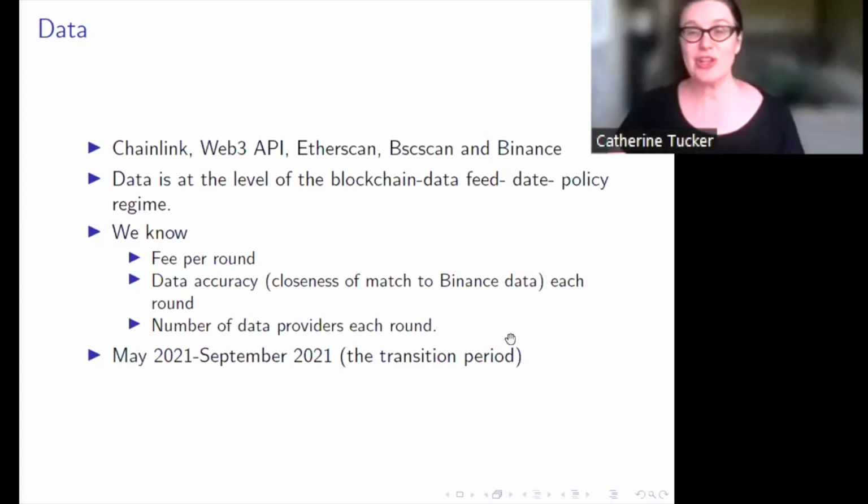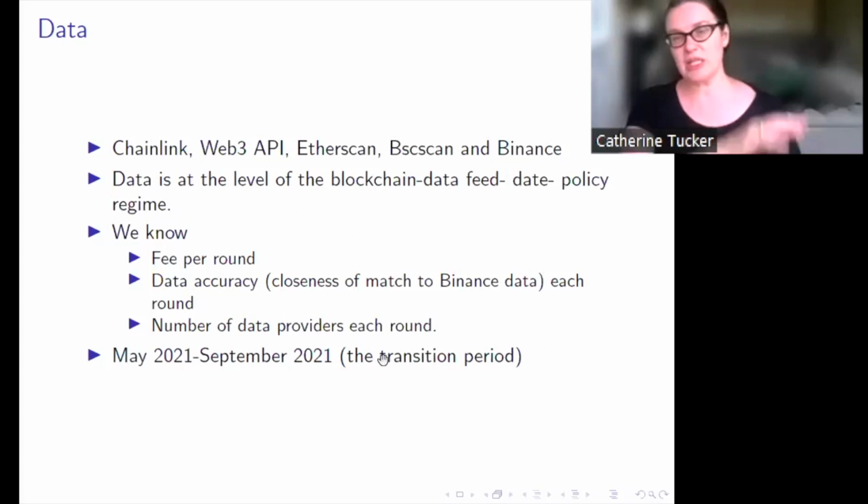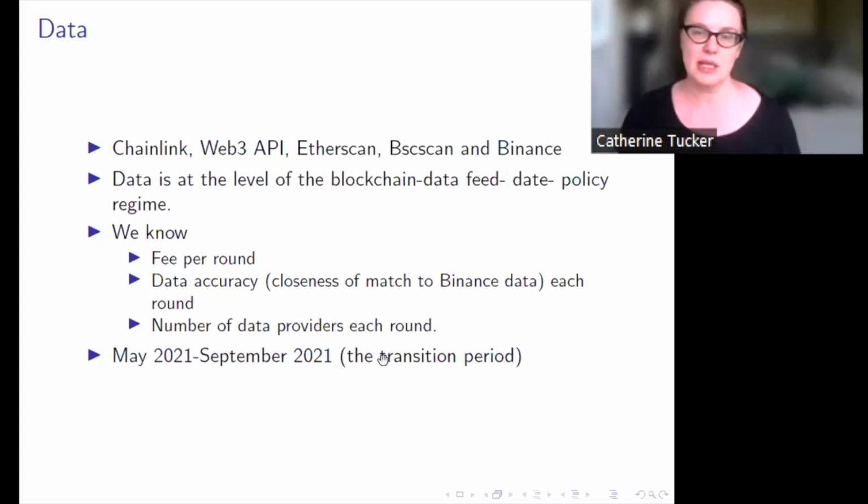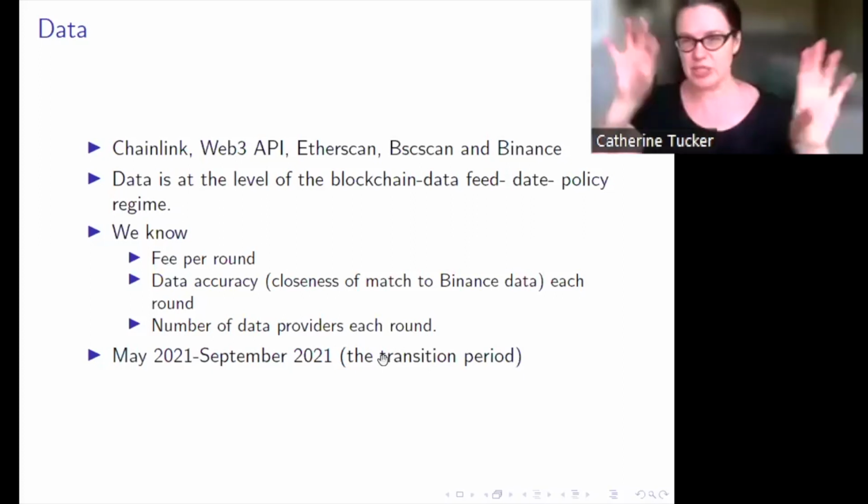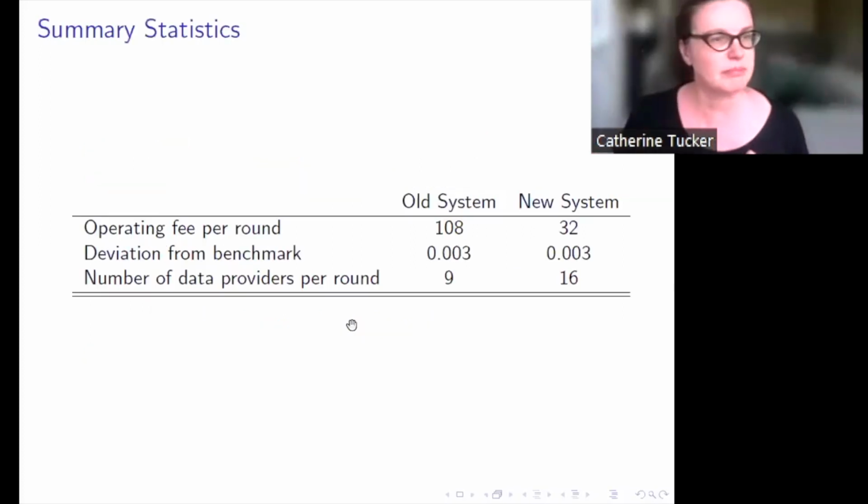We're also going to have the number of data providers in each round. And that's going to be important because a lot of the mechanism is going to come from shifts in that number of providers. And we're going to study this May to September period, which I'm going to call a transition period. Why? Well, that's when we have these parallel systems. So it's not going to be a difference-in-differences before and after. We've literally got treatment and control happening at the same time.